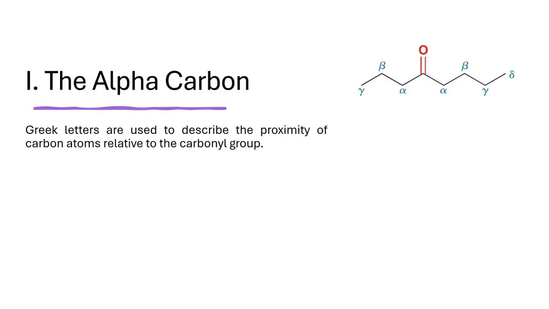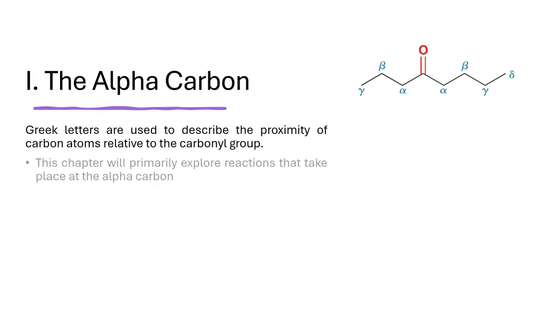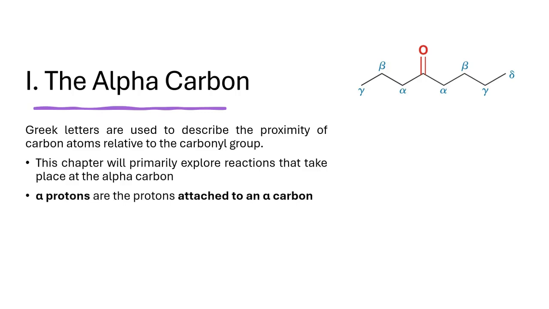1. The alpha carbon. Greek letters are used to describe the proximity of carbon atoms relative to the carbonyl group. This chapter will primarily explore reactions that take place at the alpha carbon, and alpha protons are the protons attached to an alpha carbon. Alpha carbons are carbons that are directly attached to a carbonyl carbon.